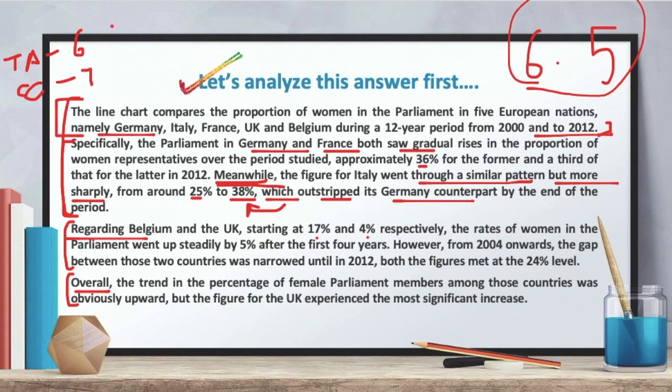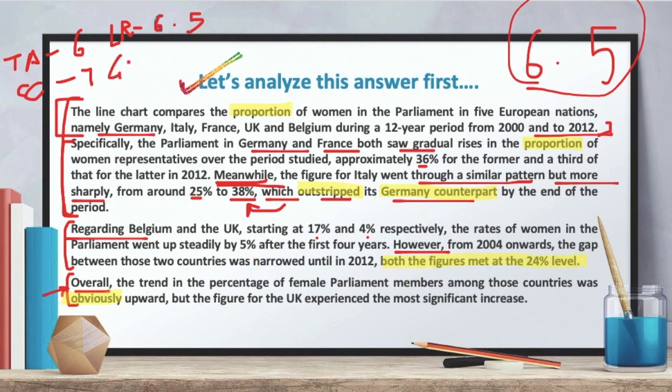Then if I talk about the lexical resource, there is no spelling mistake which I could see. The meaning of it is coming out clearly, so there is no ambiguity in that. But there are certain repetitions which I see in this answer. Proportion, its German counterpart it should be. Both the figures met at 24% level. The lexical resource will be at 6.5.